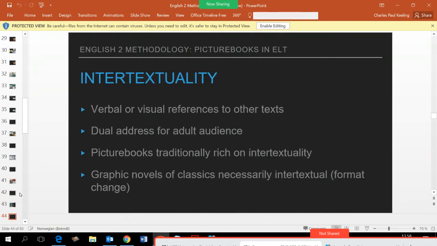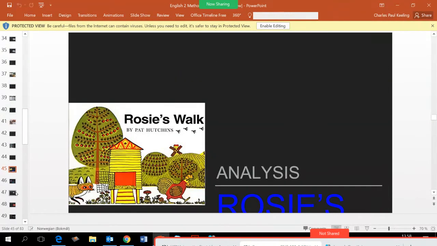And of course, the richness of intertextuality, which is possibly part of the format, but we've explored it through different genres and seen how intertextuality works right from the beginning, right from fairy tales as well. And then we explained and explored. We looked at Rosie's Walk, the 1970 Pat Hutchins classic.